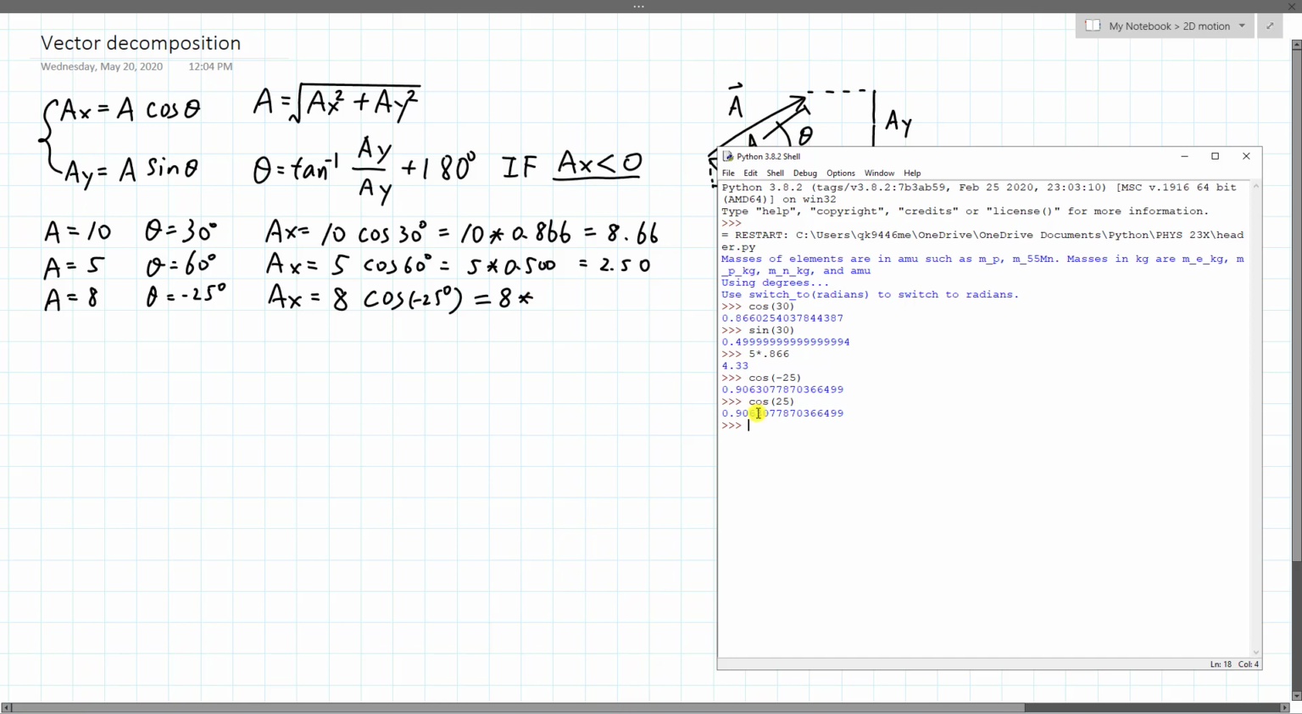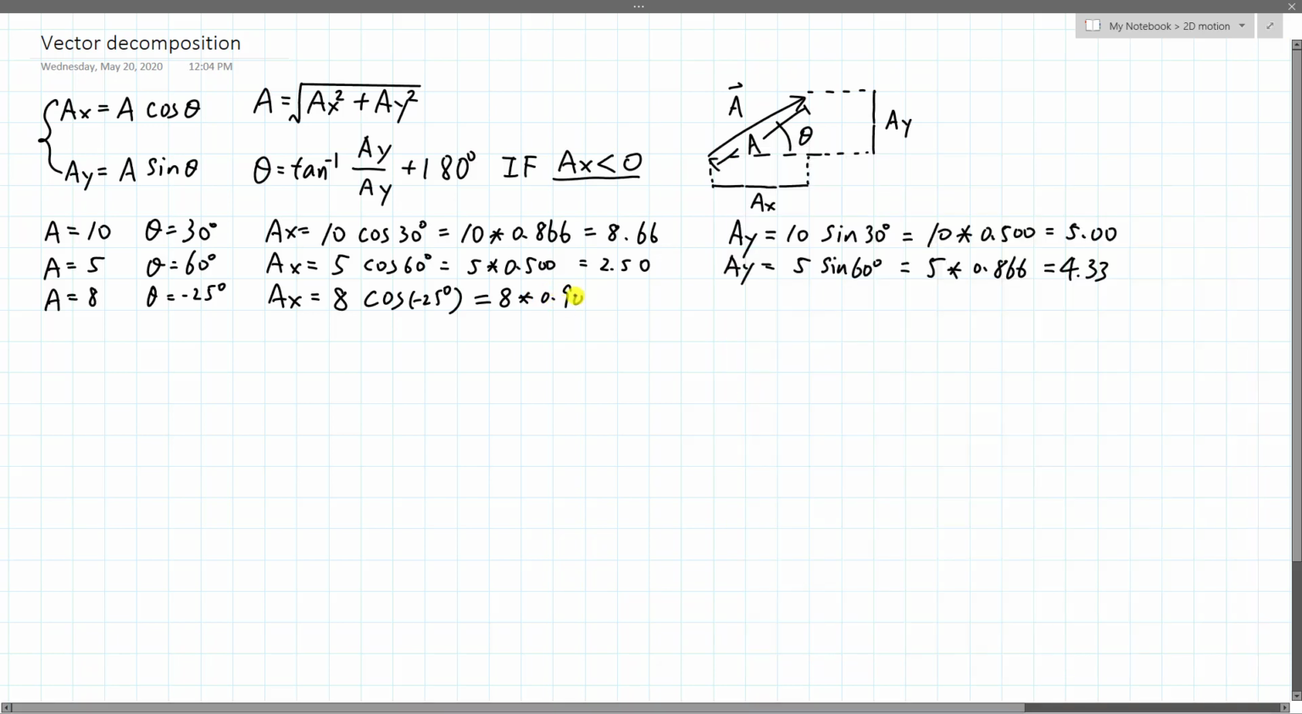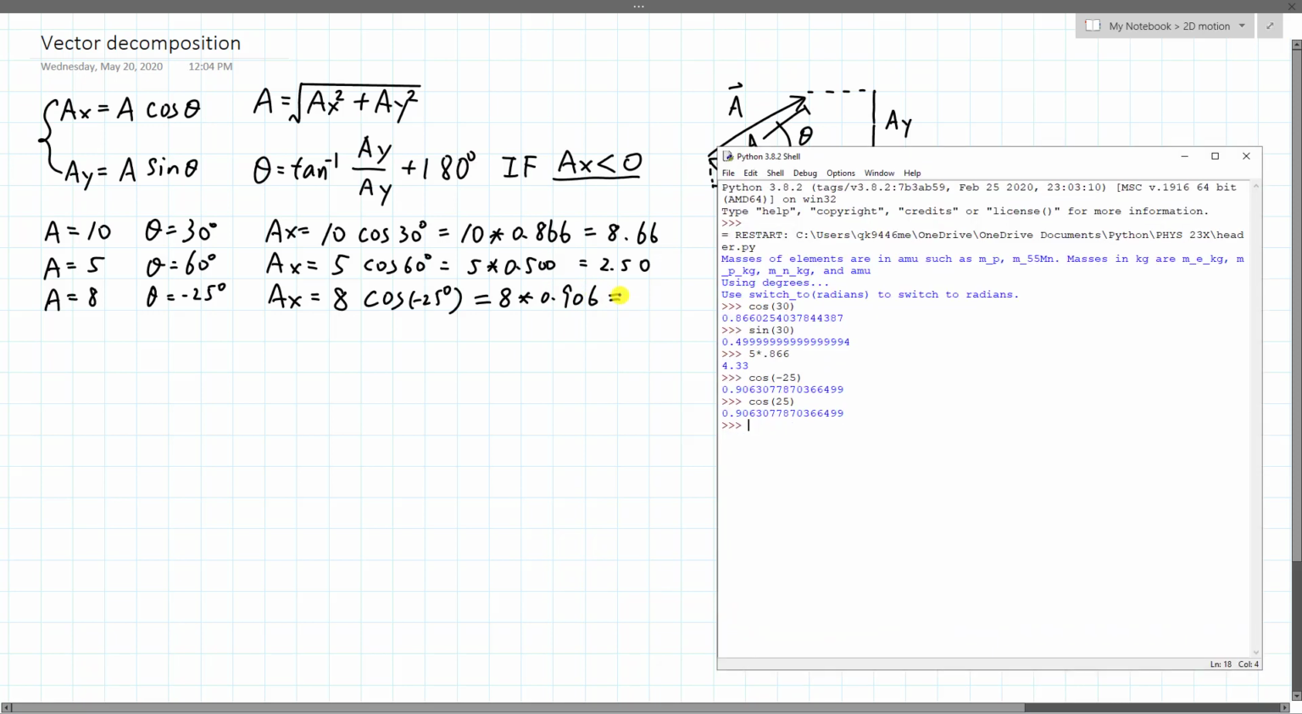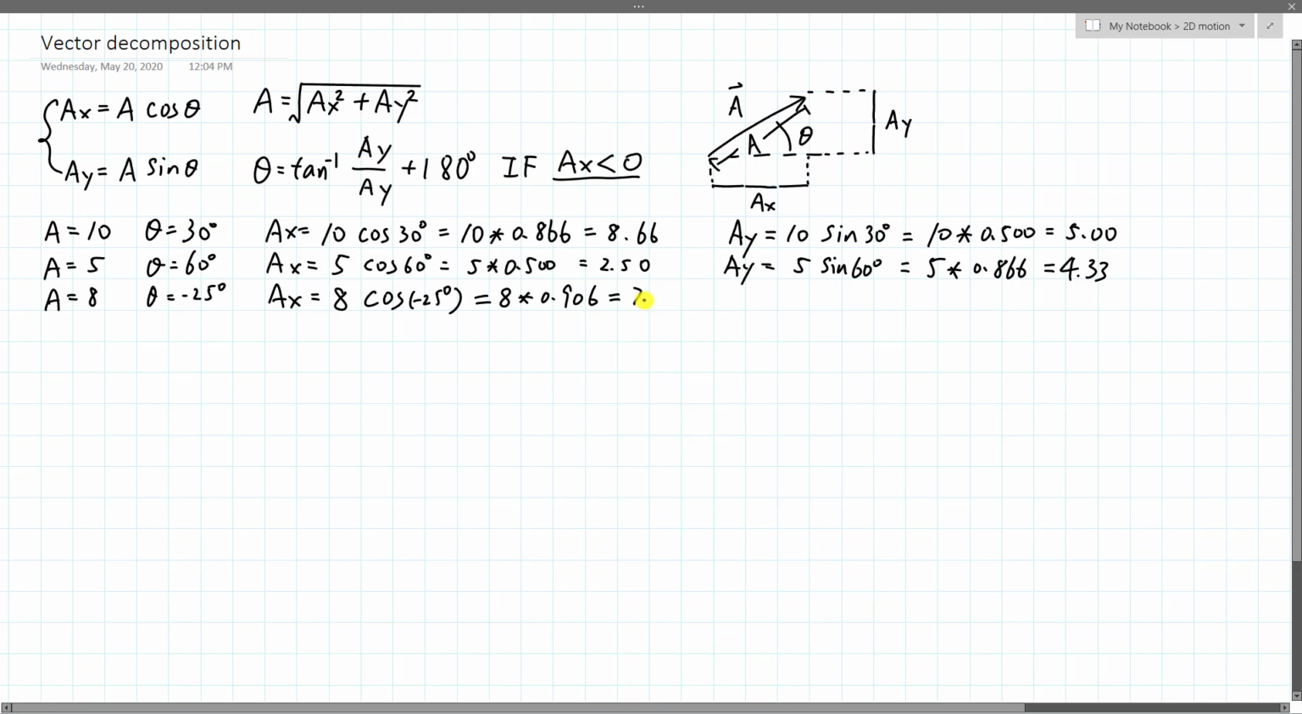So let's just take this value of 0.906. So now we can multiply these together. The previous answer times 8. So I have, in 3 decimal places, 7.25. And then Ay, this is the one I anticipate to be negative because this negative angle puts my vector in the fourth quadrant. It should have a down pointing y component.